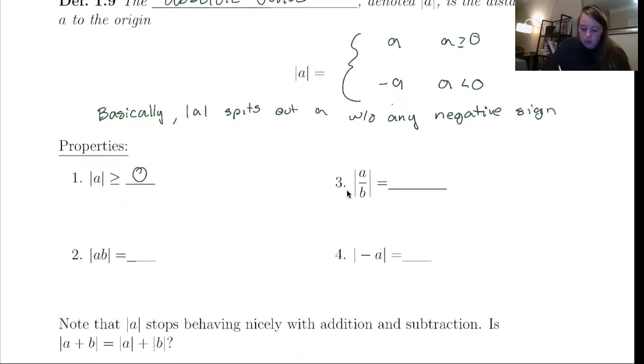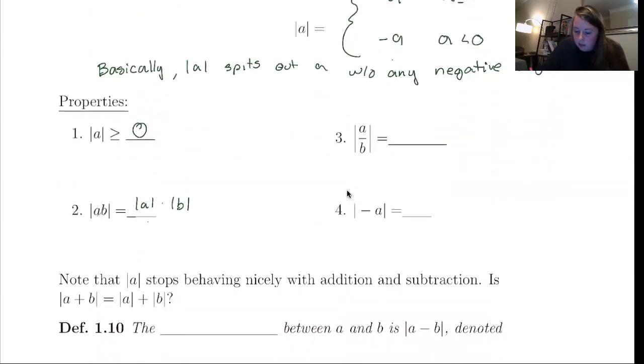So the second property: if I have two numbers multiplied by each other, the absolute value of A times B, remember that if we just put things next to each other, we assume multiplication, is going to be the same as the absolute value of A times the absolute value of B. I put that dot there just so it's not weird that there's two bars next to each other. Similar with multiplication, it works with division. So the absolute value of A over B is going to be the absolute value of A over the absolute value of B.